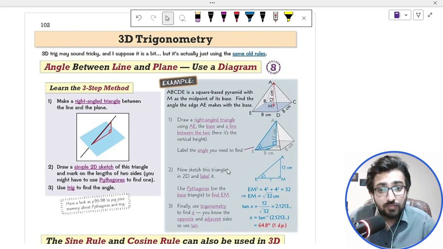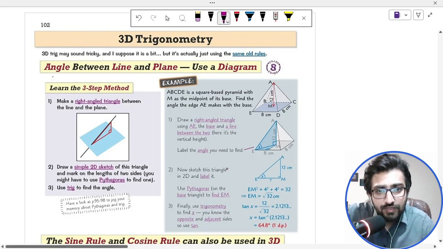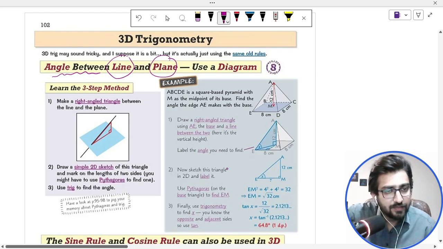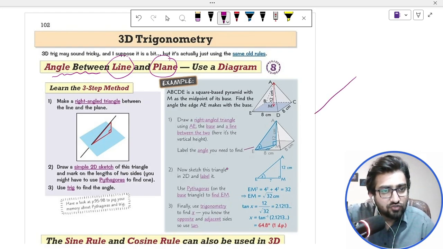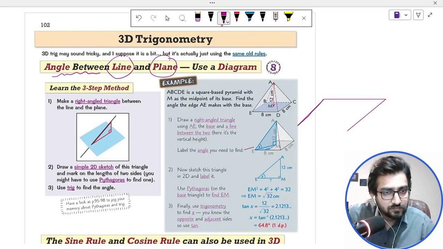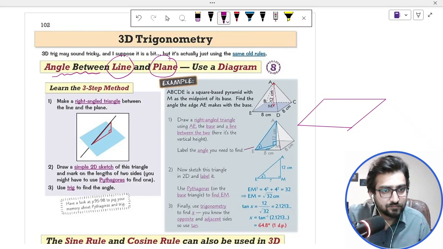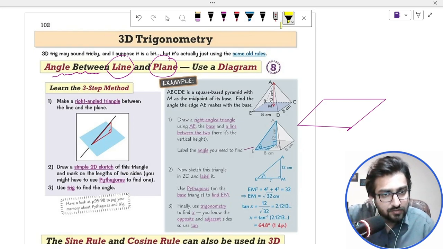Mostly not Pythagoras theorem but trigonometry. So here you can find the angle between a line and a plane. What is a plane? A plane is actually a two-dimensional shape. This is a plane. Plane is a two-dimensional shape. Okay, this is a plane.